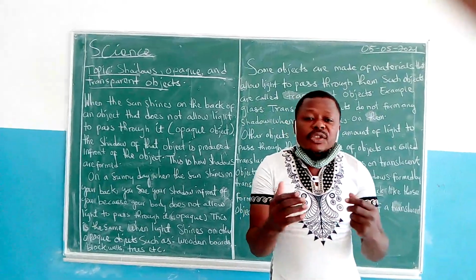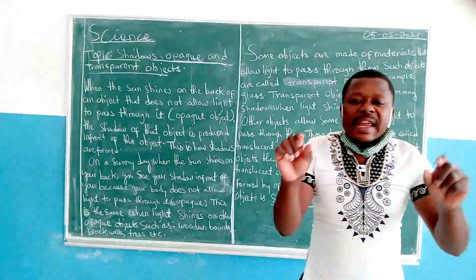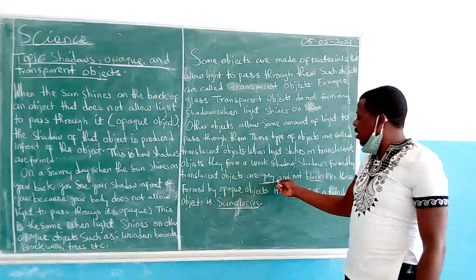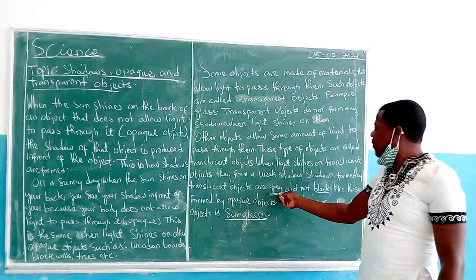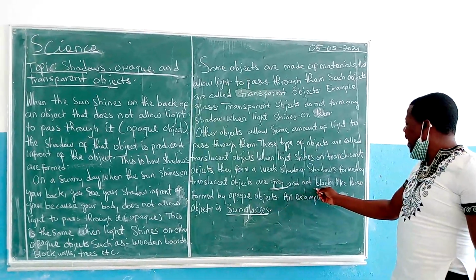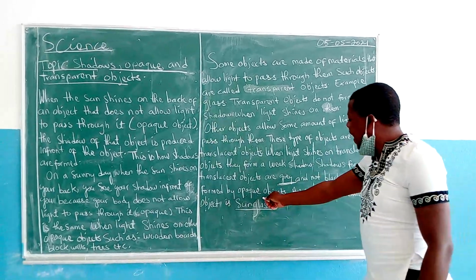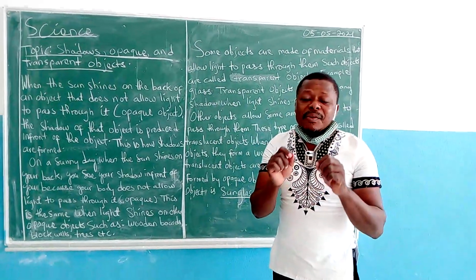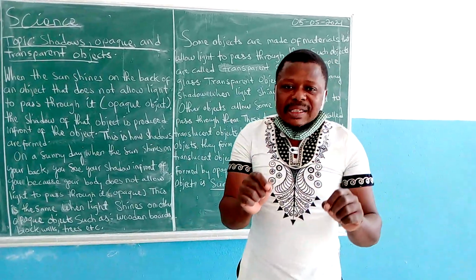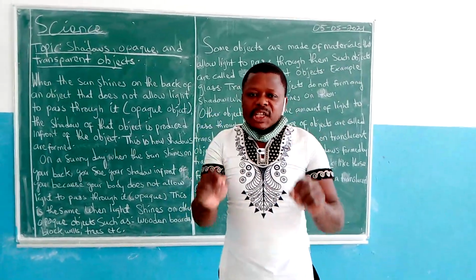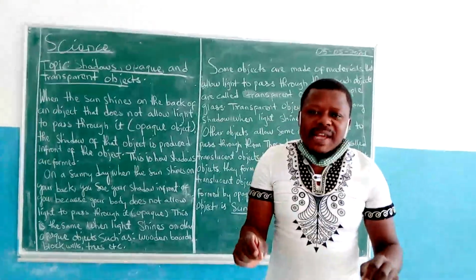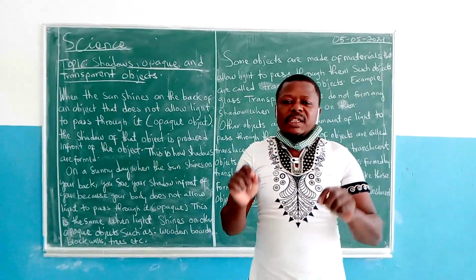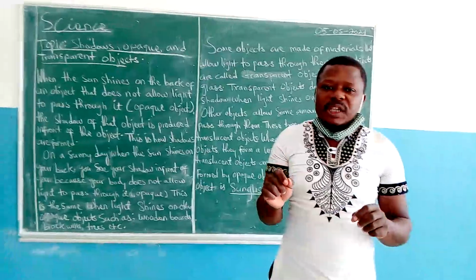When light touches translucent object, a gray shadow is formed. The shadow that is formed is gray. It is not black like those formed by opaque object. So that is the relationship between light, opaque object, transparent object, and translucent object.